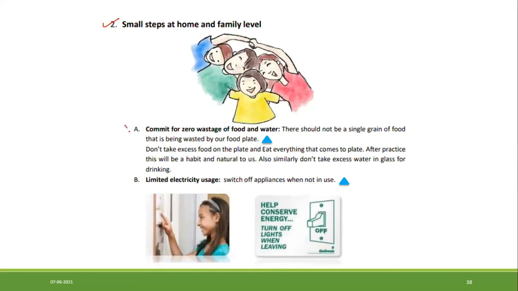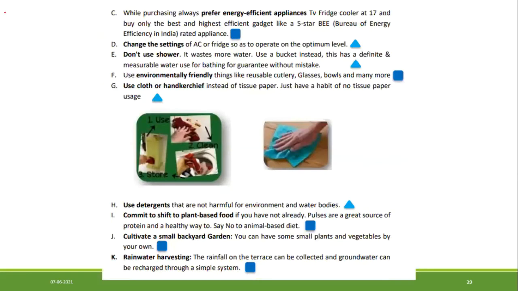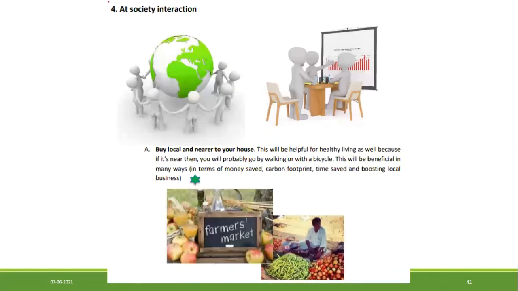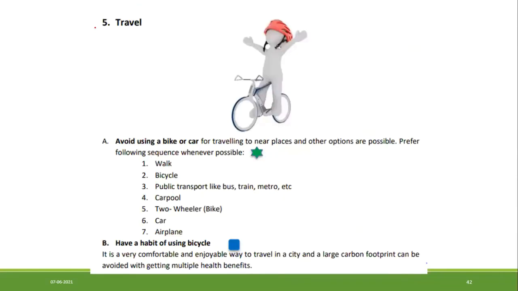At the family level, first is commit to zero waste of food and water. That is the minimum thing that we can do. At the workplace, we can use scrap paper and print on both sides, that we can do, right? At the society level, buy local, that is a very important thing that we can do. And when it comes to traveling, always prefer bicycle or walking, or if not, public transport. So these are the things that we can do.